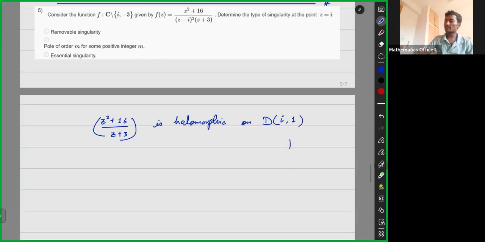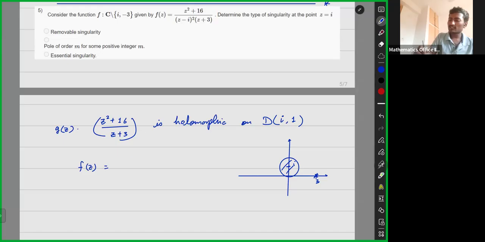Okay, so if you see from the picture, minus 3 is somewhere here and i is here. So if you take a unit radius ball, it's not well placed, something like that. Then this function is holomorphic because the singular part for this function is here. Okay. So this is holomorphic on this ball around i. Then let's say this is g of z. So what we have written, f of z is equal to g of z, which is holomorphic on this and is not 0 everywhere on the ball around i. Okay. And non-zero.